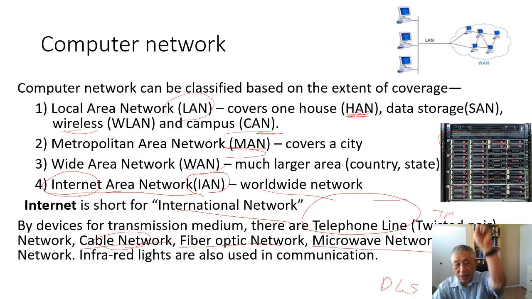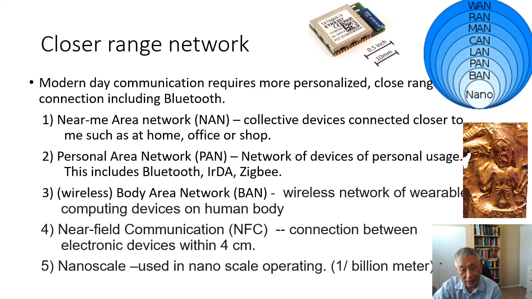And then satellite. Satellite goes way up in the sky and they communicate. We'll look at that one in a minute. Then infrared is also used in communication. Infrared doesn't go very far. So within a small area or a small distance, it can use infrared light. So let's look at those closer range things. Here, modern day communication becomes more personalized and close range connection.